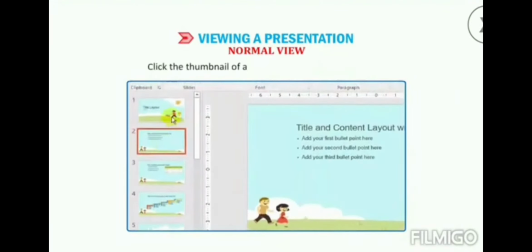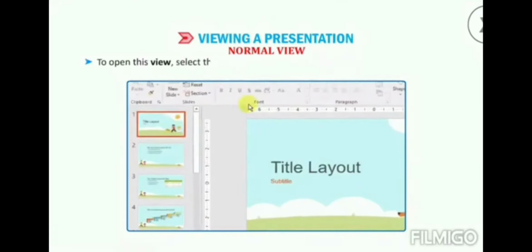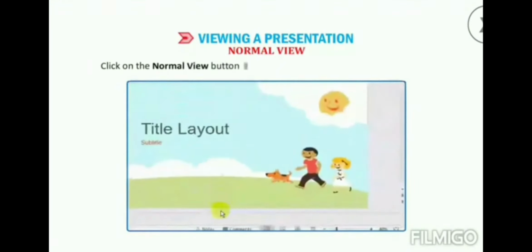Click the thumbnail of a slide to view it in the slides pane. To open this view, select the View tab and click on the Normal button from the Presentation Views group. Or click on the Normal View button located at the bottom of the slide window.